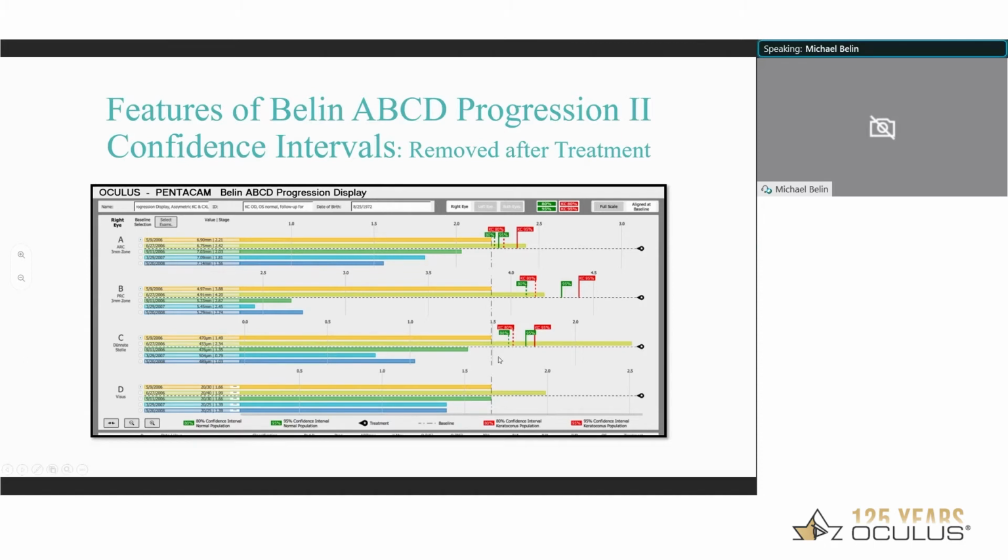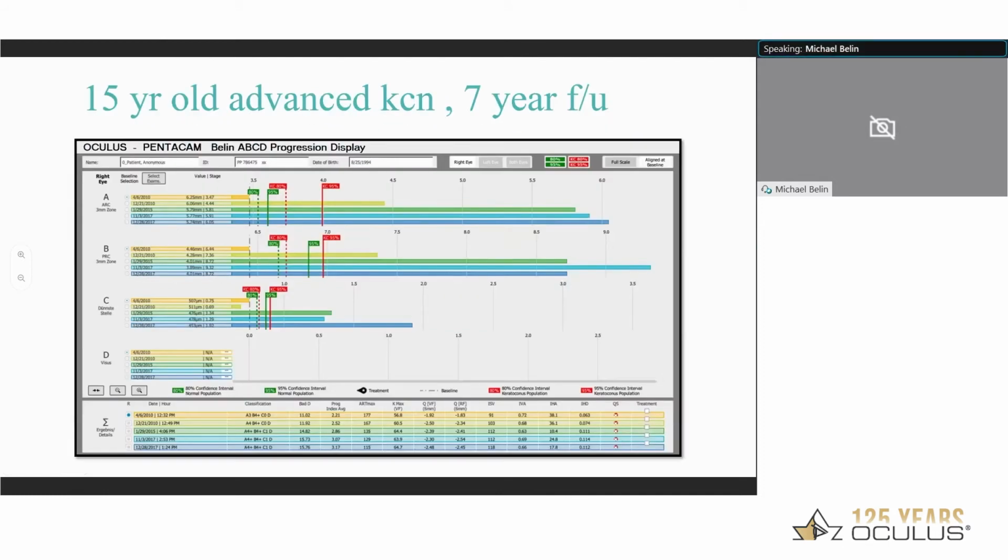I already mentioned that once you show that you've done a treatment, you'll notice none of the confidence intervals appear after that cross-linking indication. The treatment is indicated by a hatched black line. So again, all the exams below that will not currently show confidence intervals. So let's look at some clinical examples.